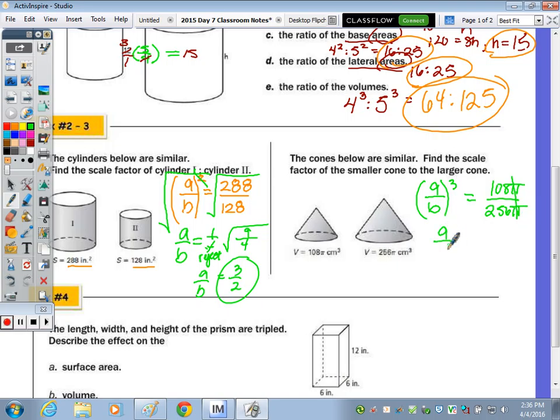So A over B is going to be equal to the cube root of what? Divide it by 2, divide it by 3, divide it by 4 until you get perfect cubes in your numerator and denominator. Autumn, what do you get? 27 over 64 is right. So the cube root of 27 is?